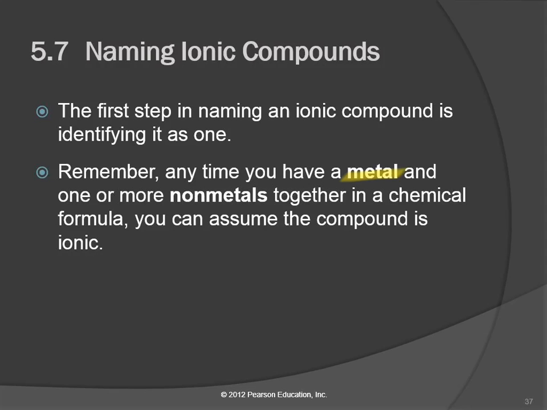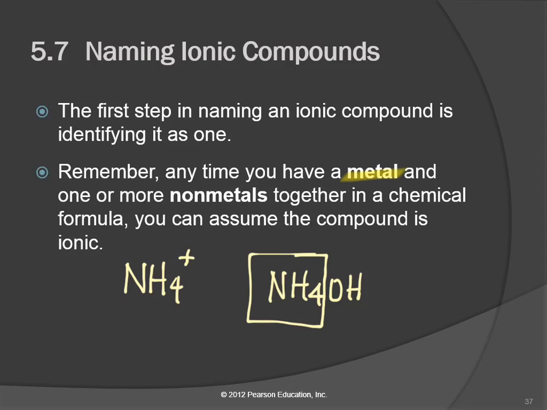There is one exception that we will run into, an ionic compound that doesn't start with a metal, and that is a compound containing ammonium ion. So if you see something like ammonium hydroxide, that doesn't start with a metal, but it starts with this NH4 guy, and that is ionic. That's the only exception we're going to see.